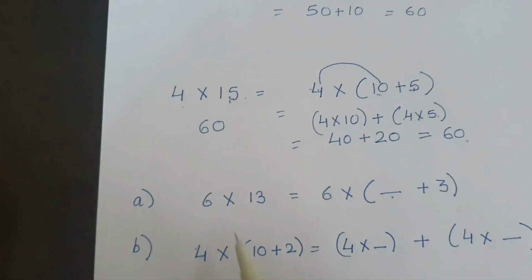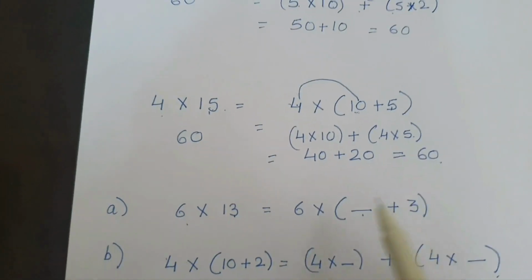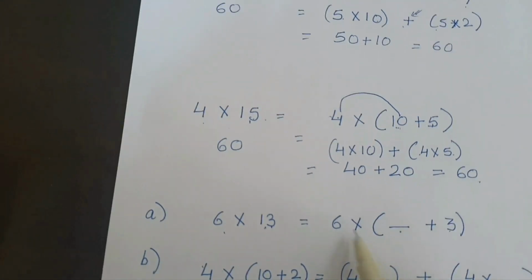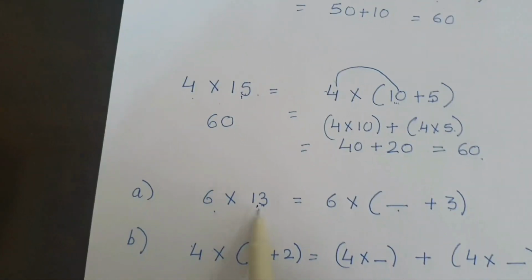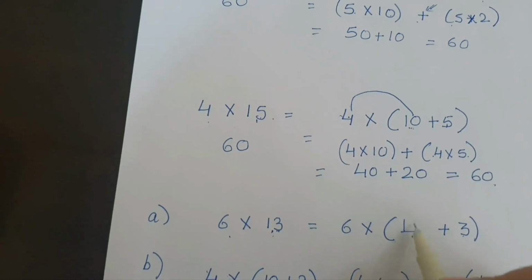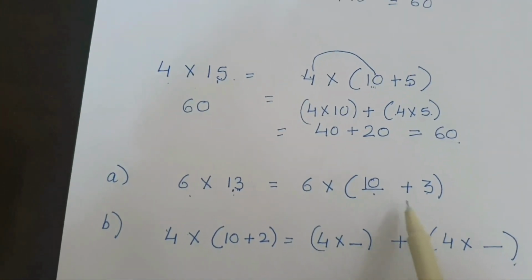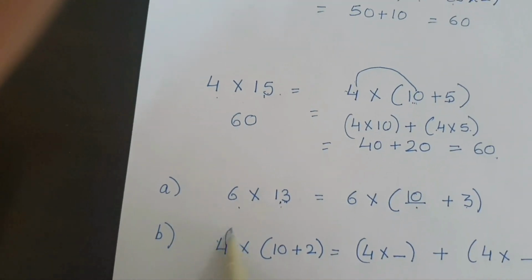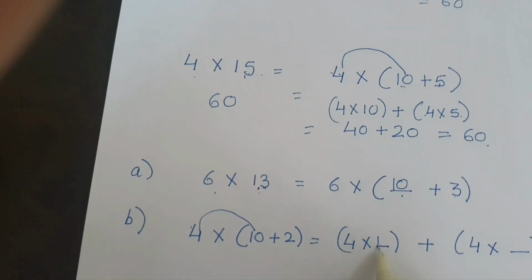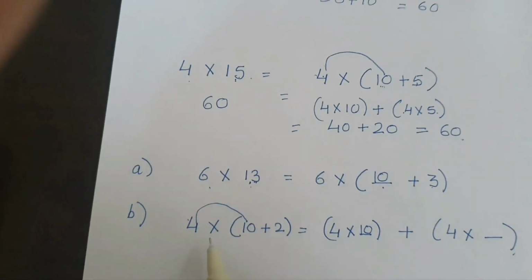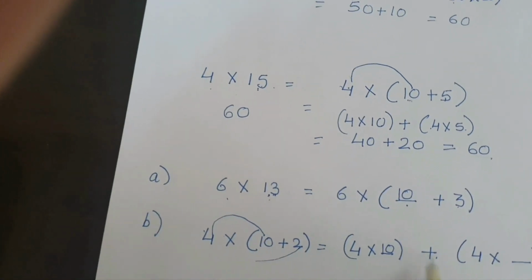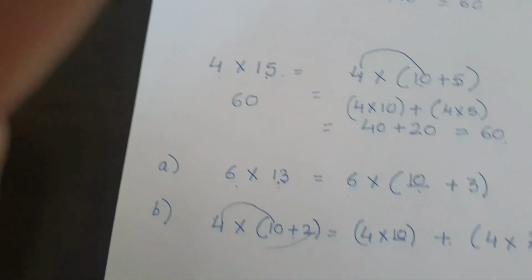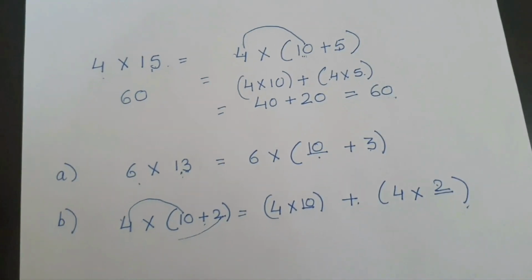Now let us do two sums. 6 multiplied by 13. So 13 here it is given like this. This is following the distributive property. So that means they have expanded 13. So how we will write? 10 plus 3. Similarly in the second one here they have shown the distributive property properly. 4 is multiplied first with 10. So here it is 4 into 10. And in the second step 4 is multiplied, plus sign you can see it is here. Then 4 is multiplied by 2. So this is your second filling the blanks.